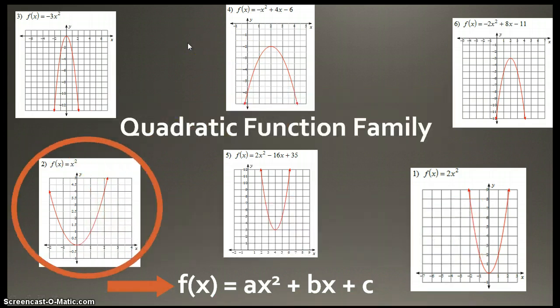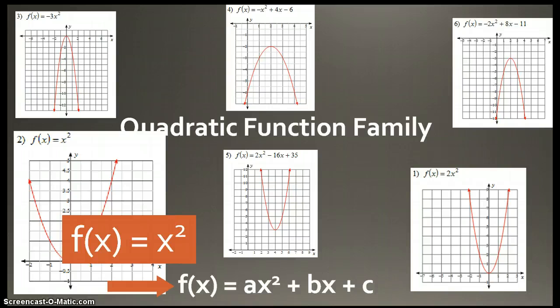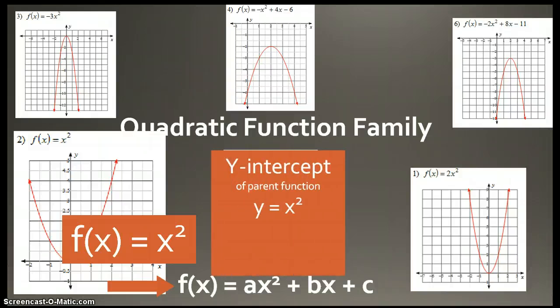The parent function for a quadratic function family is f of x equals x squared. So again, that's the most basic function you can have. It's very simple, and all other functions come from that. To find the y-intercept of the parent function, you're going to plug 0 in for x. So if we do 0 squared, we're going to get 0, which means the y-intercept of the parent function of a quadratic equation is 0.